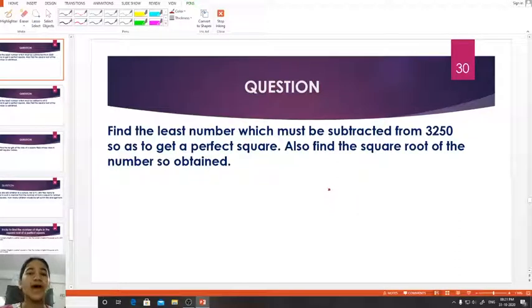Okay, so I remember that in my previous session we had learned about the long division method, right? So to become more familiar with that, we'll be practicing a few sums today. Okay, so let's begin with the first question.